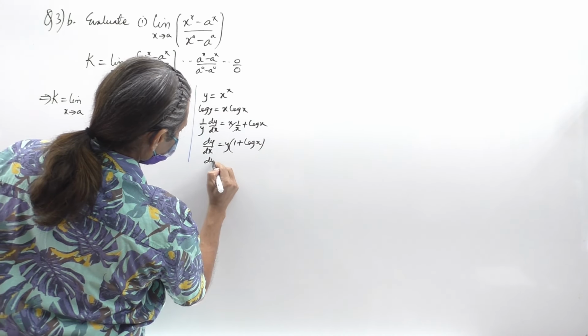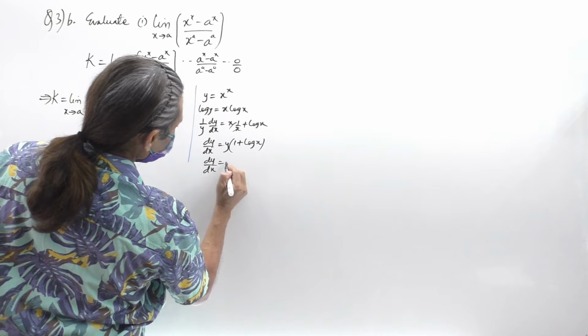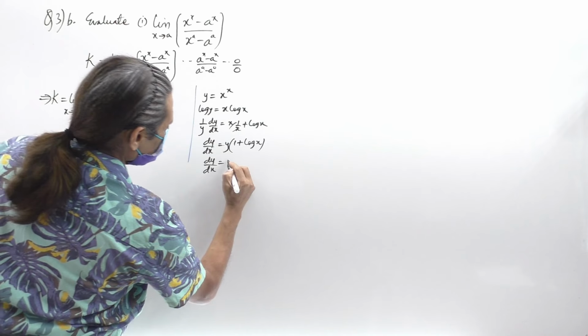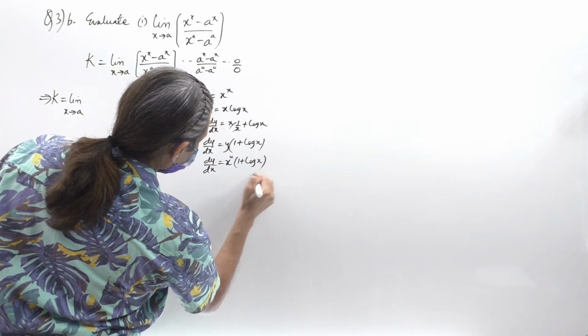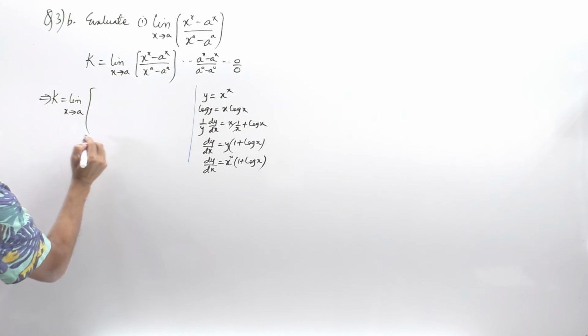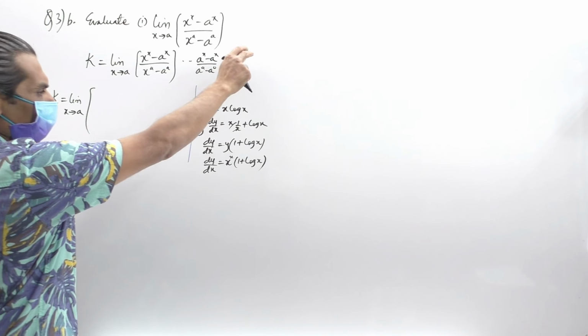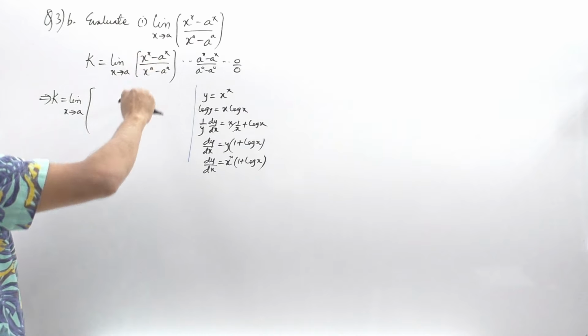That is the differentiation of this, which I have done separately. x raised to x, what is y? x raised to x into 1 plus log x. So I'll put that value here. This is what we are doing: when the value is 0 by 0, we differentiate the numerator and denominator separately.